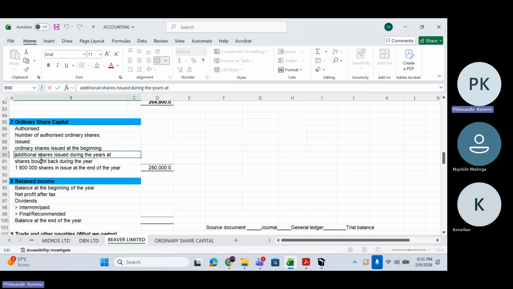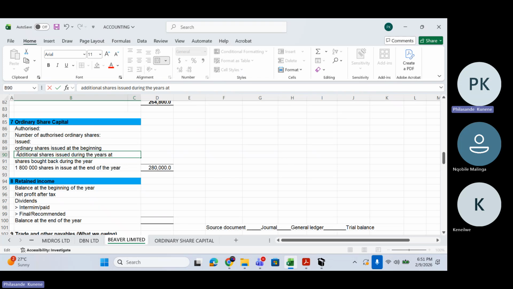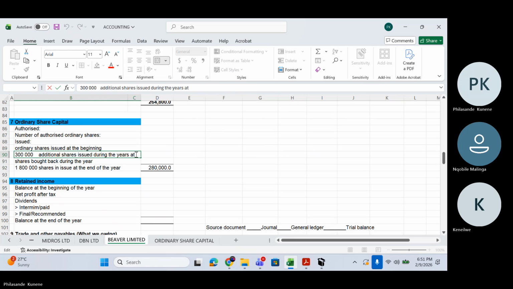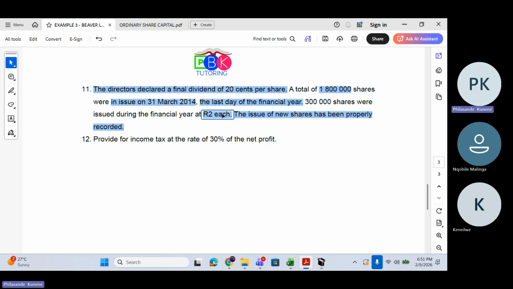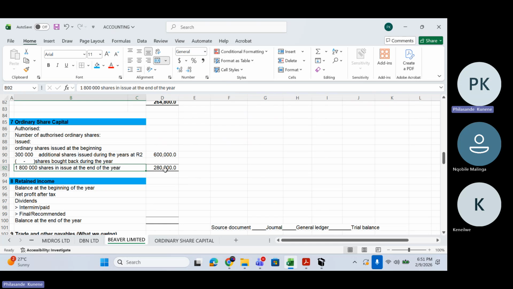Then they said additional shares issued during the year. They gave us the number of shares that were issued during the year, which is 300,000 shares. So I'm going to have 300,000 shares. These are additional shares that were issued during the year. And then they said at R2. So if we issue 300,000 shares at R2 each, how much are we going to get? That is going to be 600,000 rands. But do we have any shares that were bought back? Nothing was bought back. So I'm just going to have a dash here. We didn't buy back anything because they didn't tell us about anything. So I'm going to have 0 here as well.